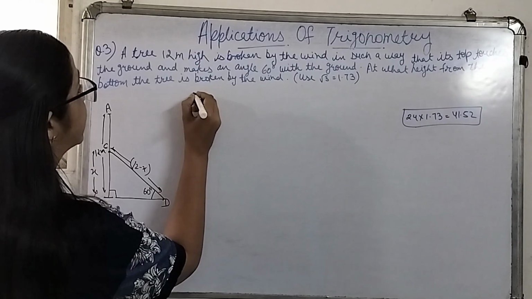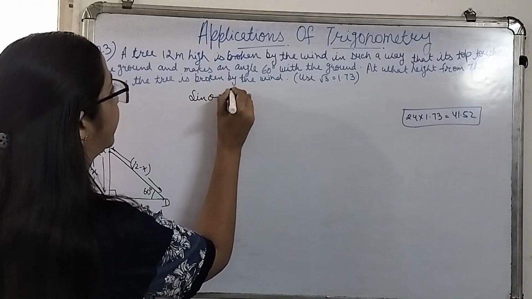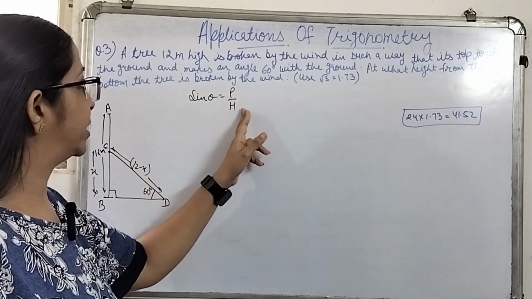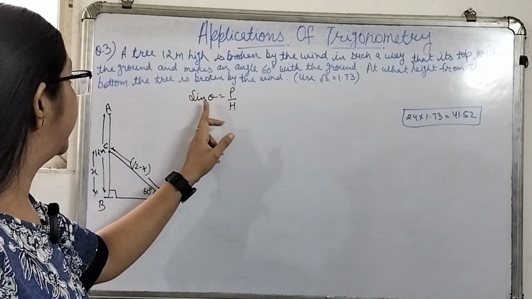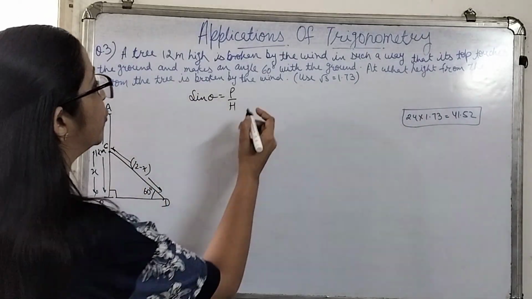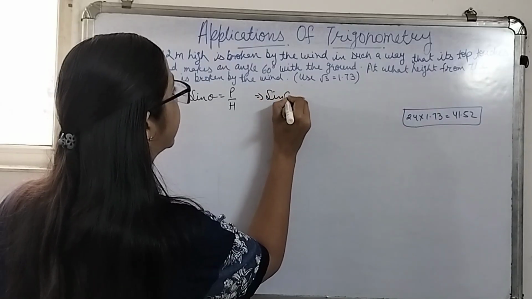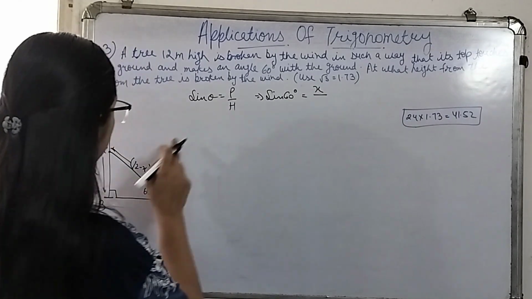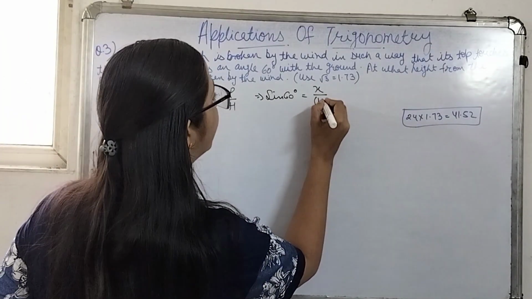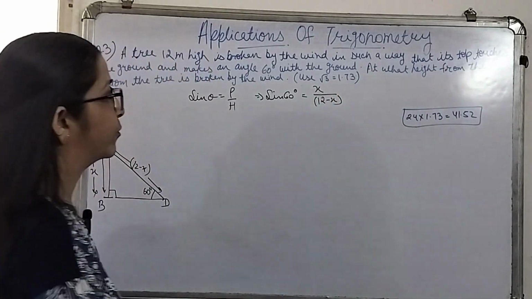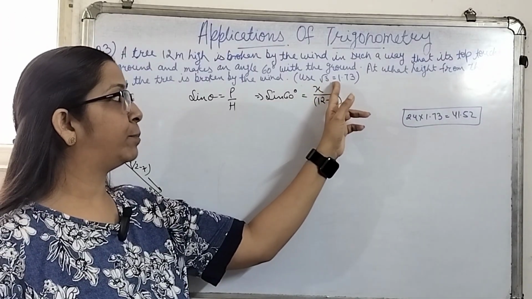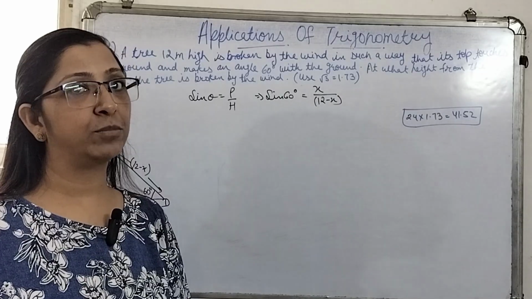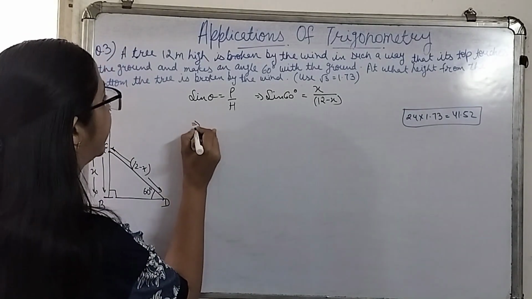So we know that sine theta is perpendicular to hypotenuse. The ratio of perpendicular to hypotenuse is known as sine theta. And here, because theta is 60 degrees, we will take sine 60 degrees, where the perpendicular is x and the hypotenuse is 12 minus x. So we have kept sine 60 degrees equivalent to perpendicular over hypotenuse. Now we know that the value of sine 60 from the table is root 3 by 2.